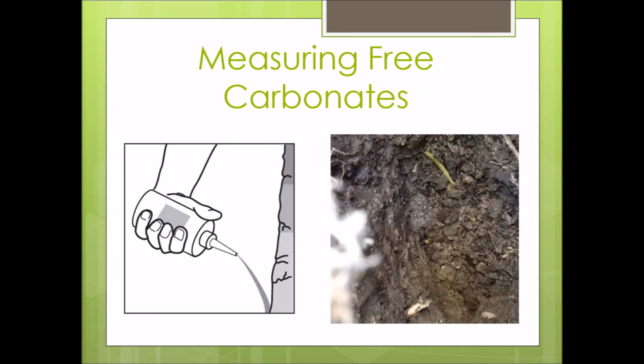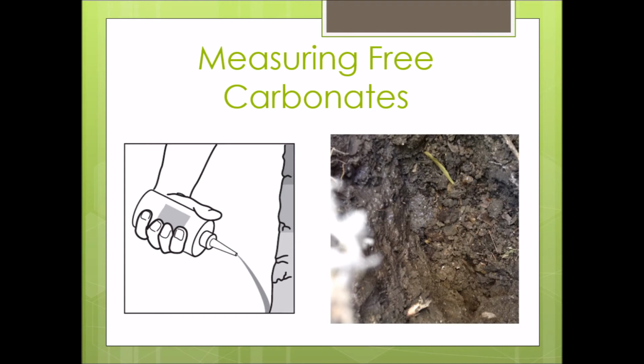When measuring free carbonates, set aside a portion of the exposed soil to use for the free carbonates test. Make sure not to touch it with your bare hands. Open the acid bottle and squirt vinegar on the soil particles, starting from the bottom of the profile and moving up. Be sure to use caution and point the bottle directly at the soil, not toward other subjects, especially towards eyes.